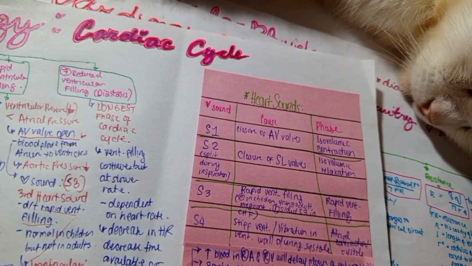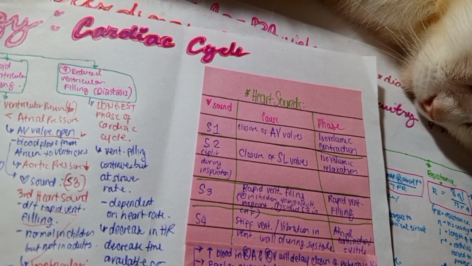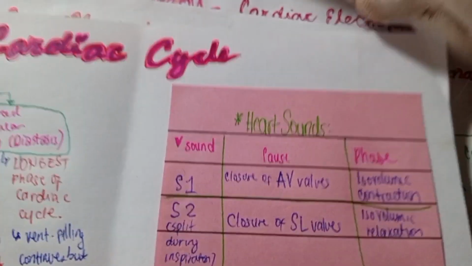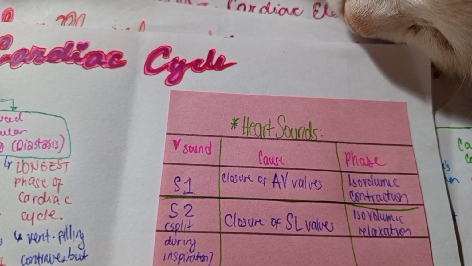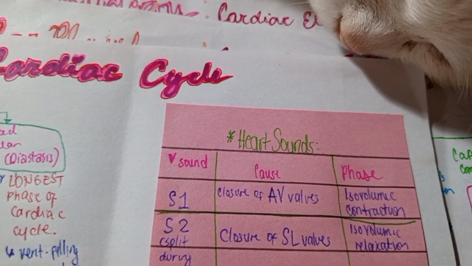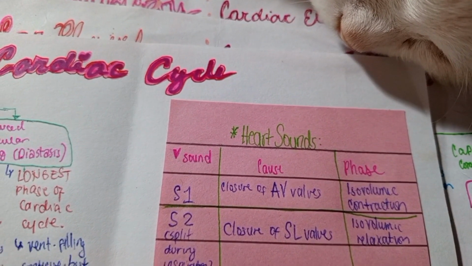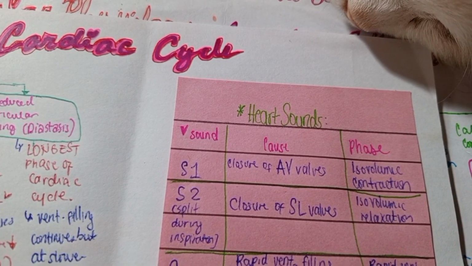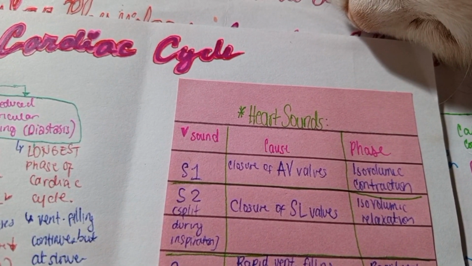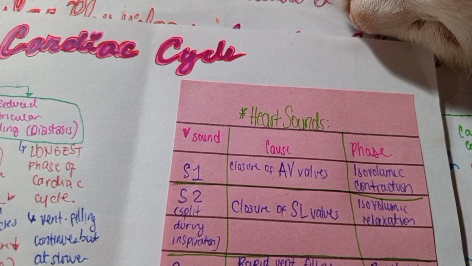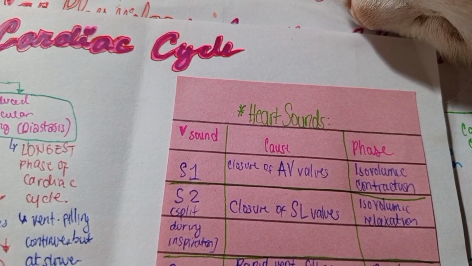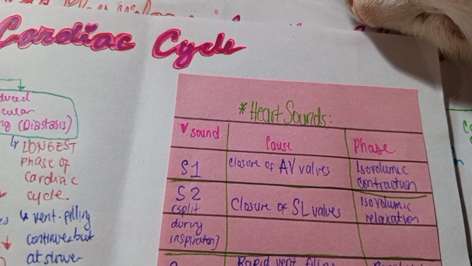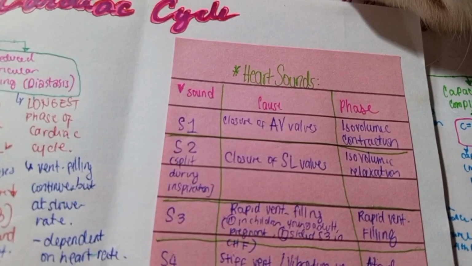So we have here the four heart sounds: S1, S2, S3, as well as the S4. S1 is caused by the closure of the AV valves, the mitral and the tricuspid. And we can hear the S1 during the isovolumic contraction. The S2 can be split physiologically during inspiration, and this is due to the closure of the semilunar valves, the aortic and the pulmonic valve. This can be seen during the isovolumic relaxation.